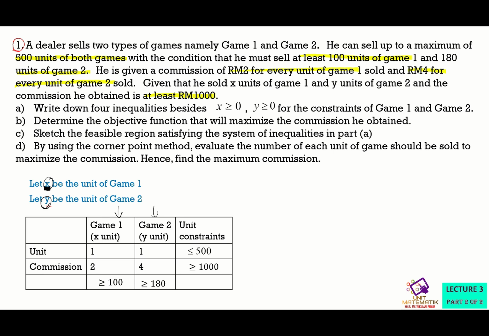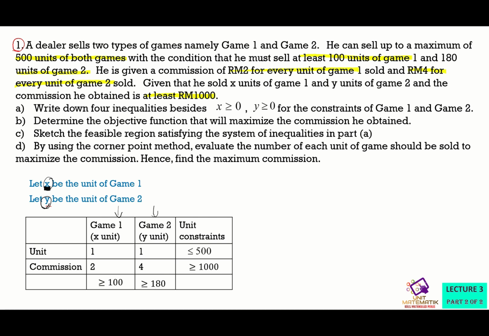Okay, so for the first value, where we have 500 is here. Okay, it represents x plus y less than or equal to 500, because he can sell up to a maximum of 500 units of both games. And then the next value is 100. Okay, at least 100 units of game 1. So it represents x units, right? Because we are talking about game 1. So here, greater than or equal to 100 because of the notation at least. And then 180 here, since we have 180 units of game 2.